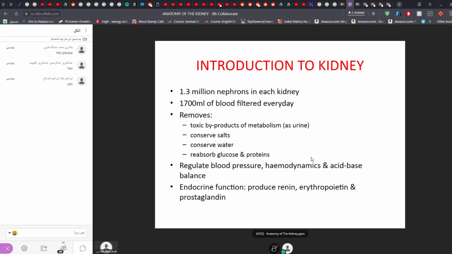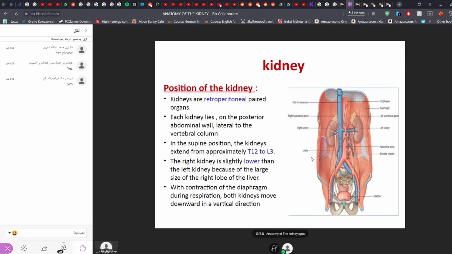So you have to go through acid base balance and the regulation of blood pressure and hemodynamics as functions of the kidney. It also produces some endocrine hormones: renin, erythropoietin, and prostaglandins. All this belongs to physiology, and you will cover it in your physiology lectures. Now coming to the kidney.